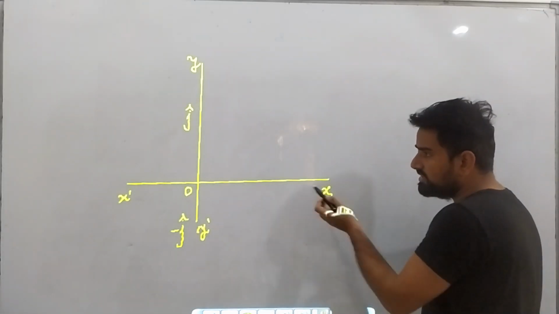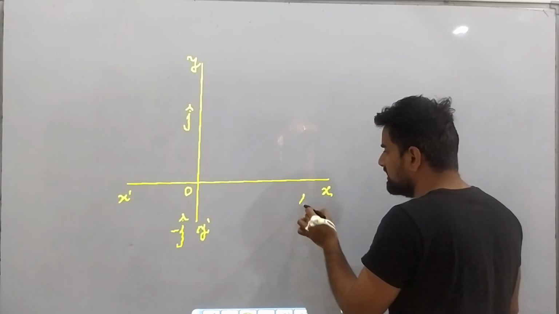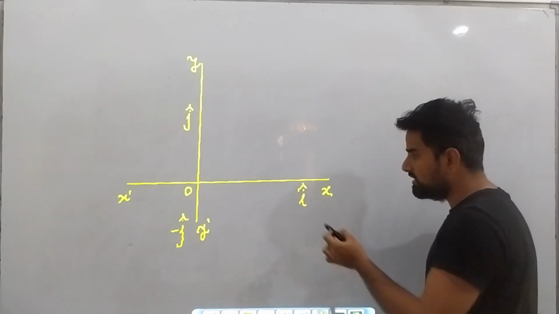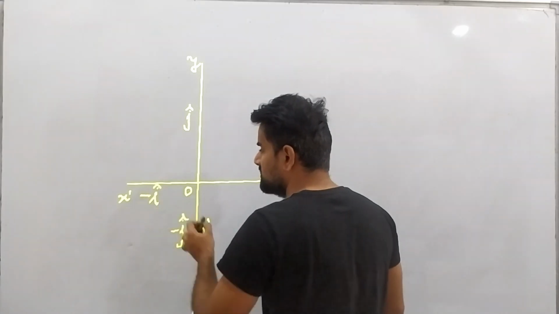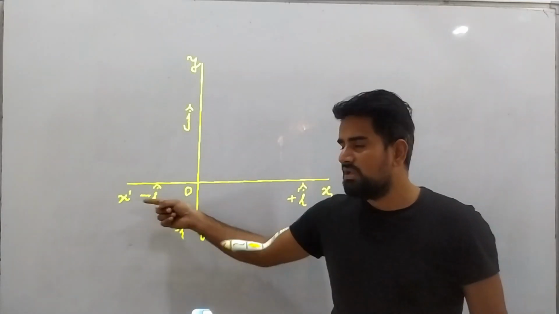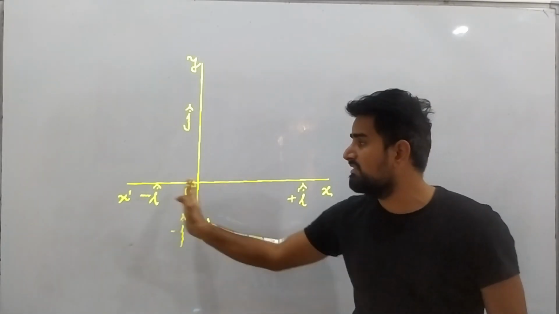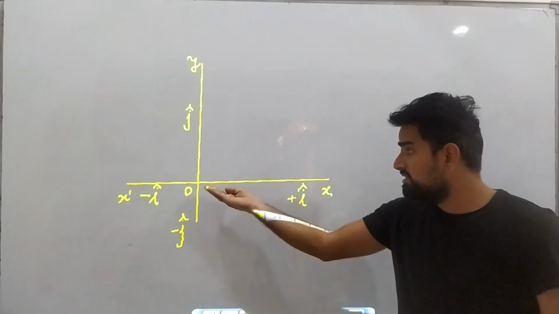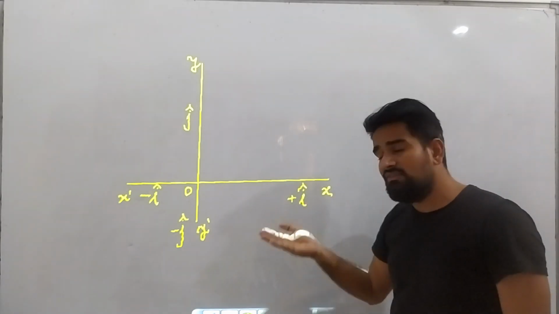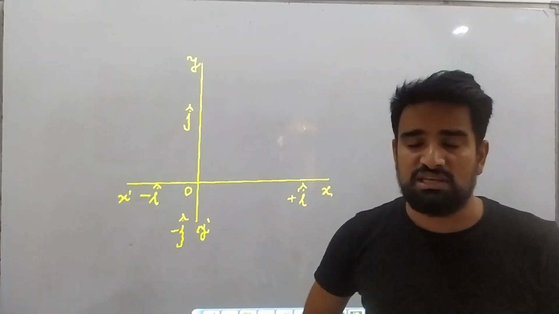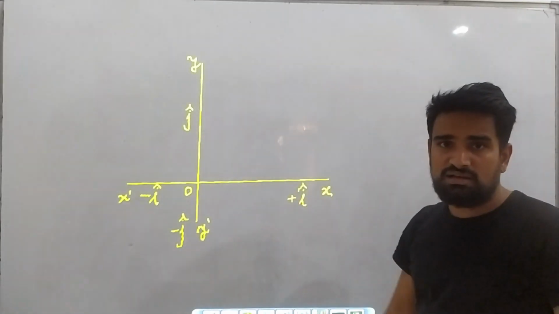Now similarly, on the x-axis, the abscissa, this is i cap. This is a positive i cap and this is a negative i cap. Negative i cap is basically the same, we are moving on the x-axis but in the negative direction. Similarly, if we are moving on the x-axis in the positive direction, then I will say that it is positive i cap. And this is a 2D representation.